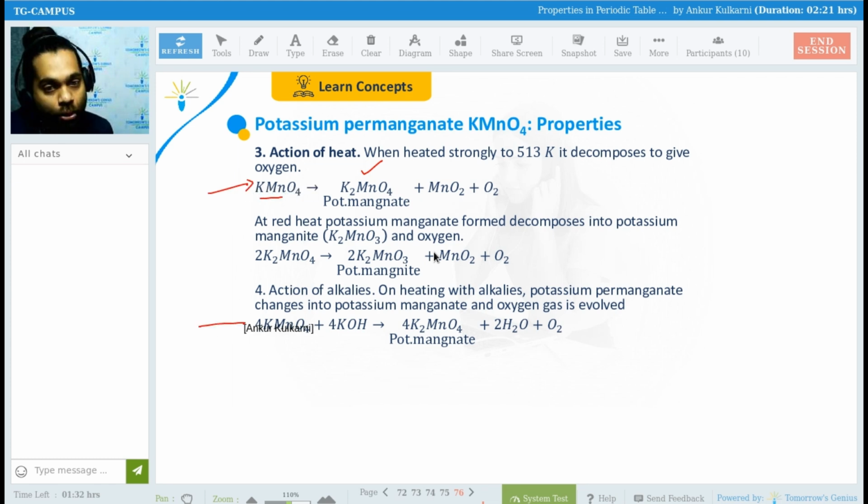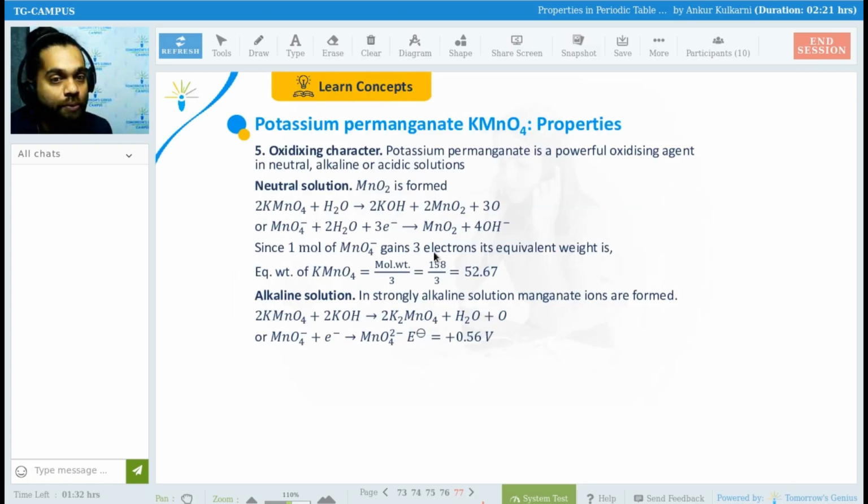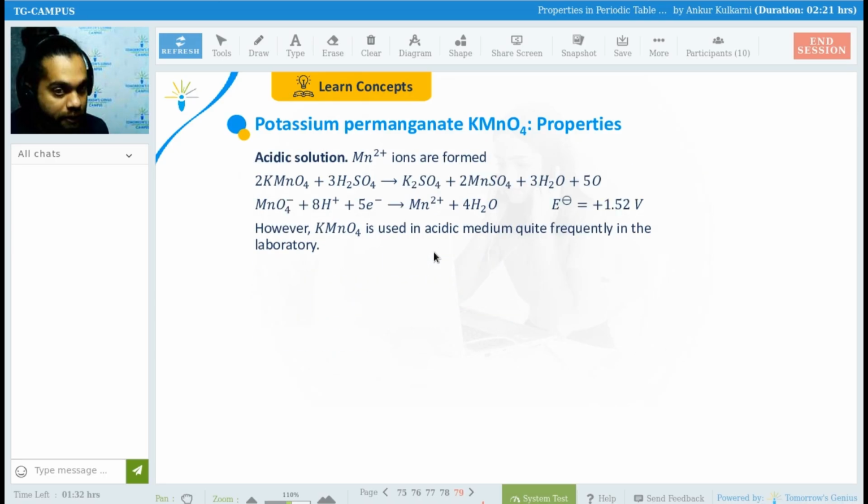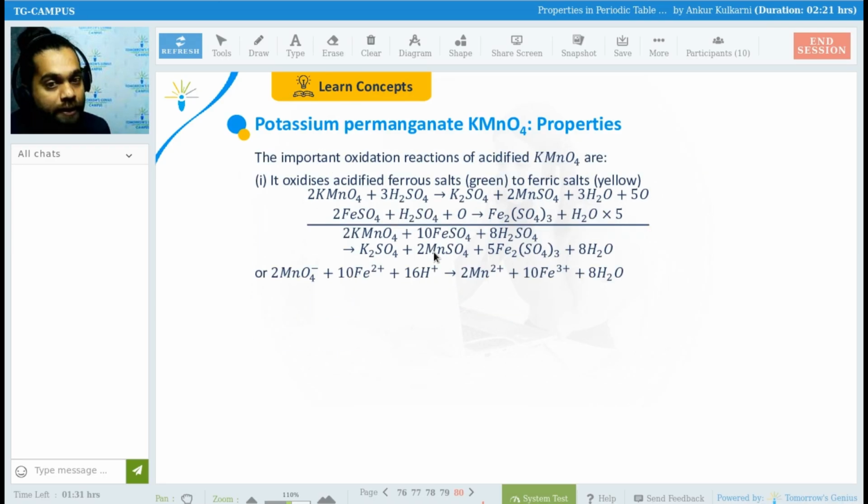Look over here, also potassium manganate. If I treat it with alkali, again potassium manganate. No matter what happens, you have to remember the common oxidation state. In alkaline medium, if I treat it, again this is what I am getting. You have to remember like this, and then only it is possible to remember this. Otherwise, it becomes very, very difficult.